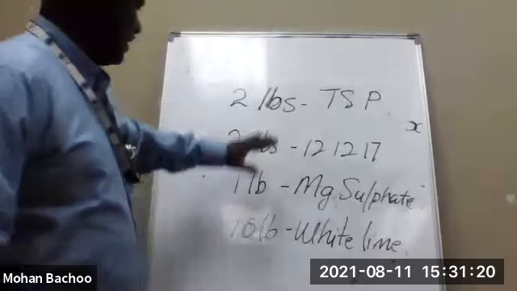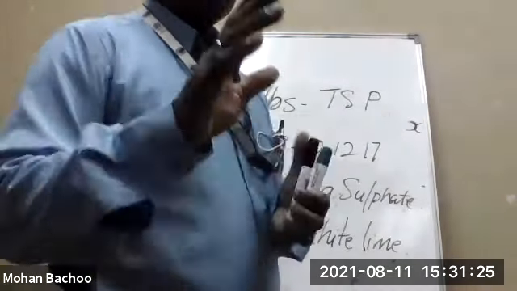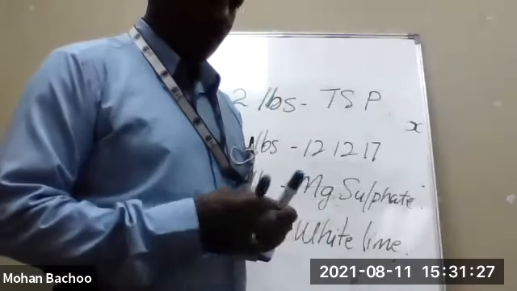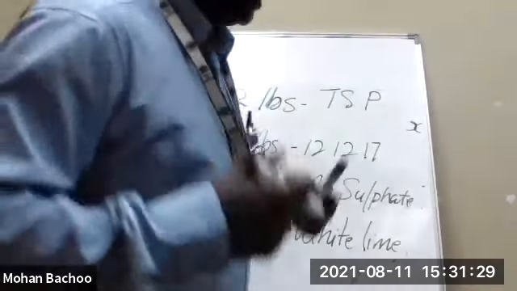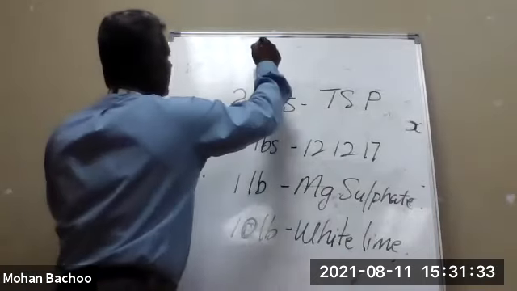This is called the pre-plant fertilizer. I repeat, it is called the pre-plant fertilizer. Excuse me, sir, how many pounds is the white lime actually? That's 10 pounds. Okay, thank you. This is pre-plant.